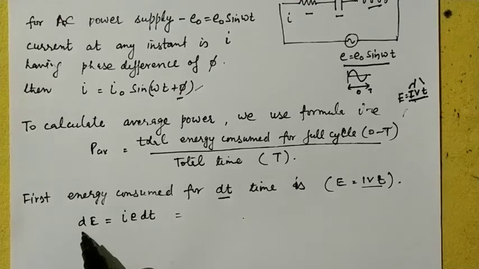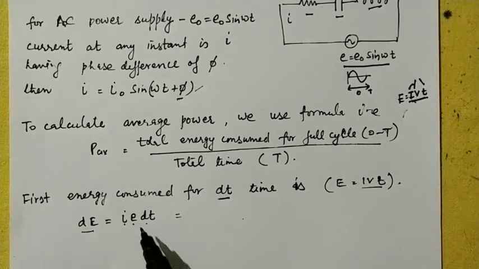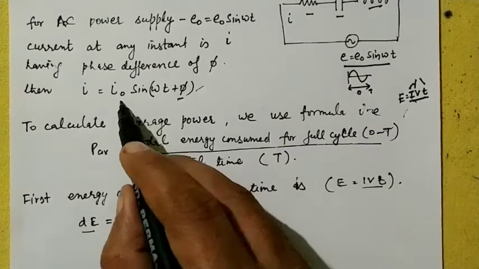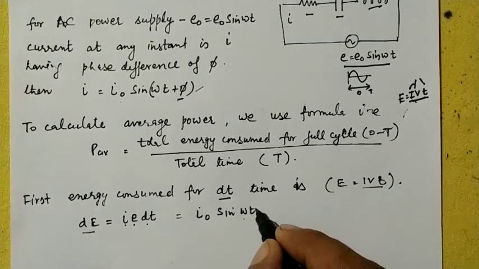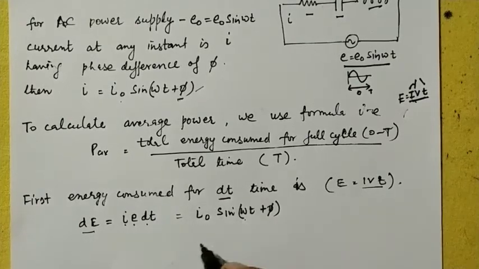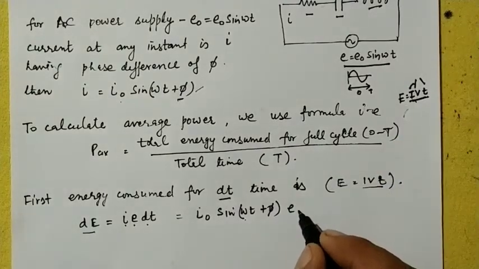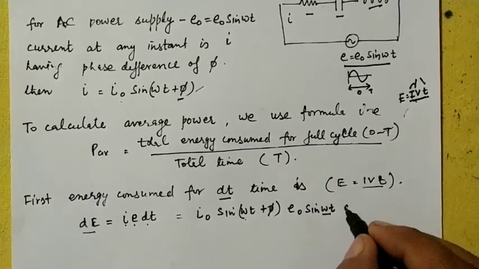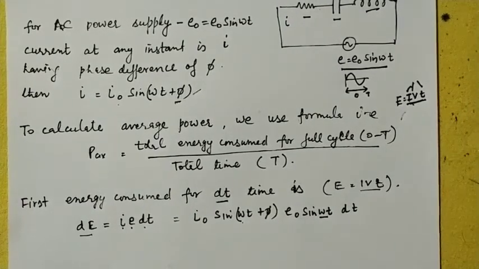Now we know that the small energy consumed is equal to current times voltage times time. Here the current is given by I naught sine of omega t plus phi. And the voltage is given by E naught sine of omega t, and dt. So this is our small amount of energy consumed for small time dt.